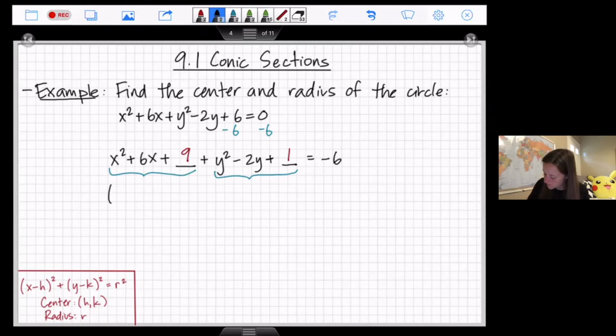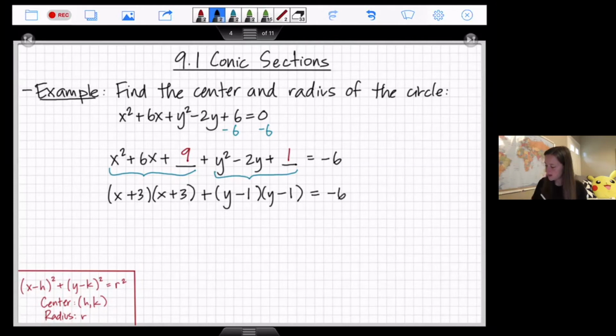So I've got x squared plus 6x plus 9 factors to x plus 3, x plus 3. Copy down that plus sign. The y terms are going to factor to y minus 1, y minus 1. And I've still got this 6 hanging out there on the right. Okay, so that 9 and that 1 were magic numbers that made these things factor into a perfect square, because now I'm going to be able to write that as x plus 3 squared and y minus 1 squared, which is what the equation of a circle looks like.